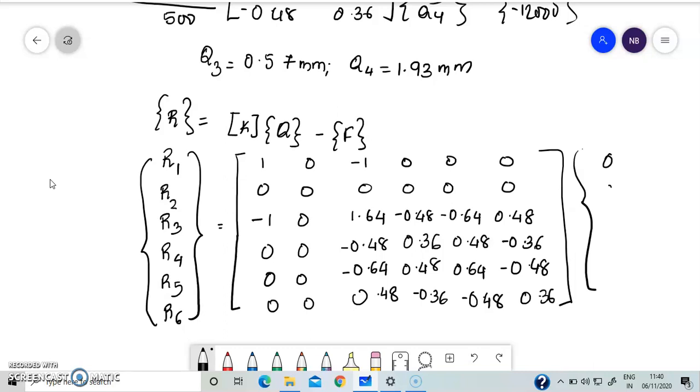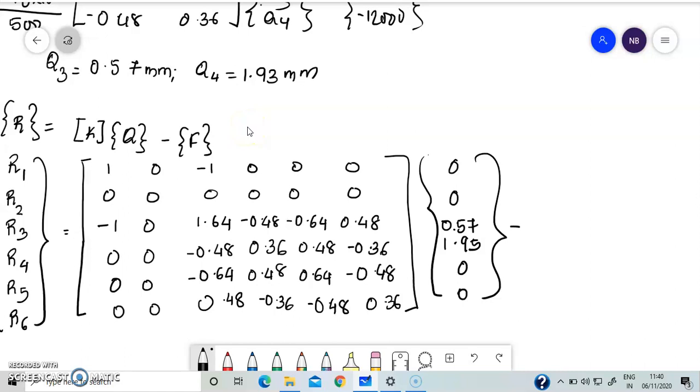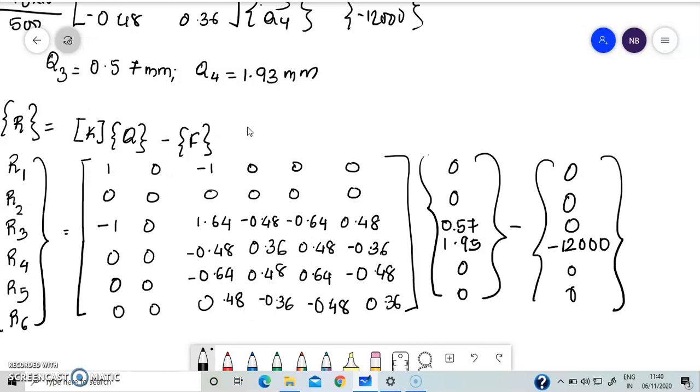So we have 0, 0, 0.57, 1.93, 0, 0, minus F, minus 12,000 in place of F4, and the remaining are all zeros in the first vector.